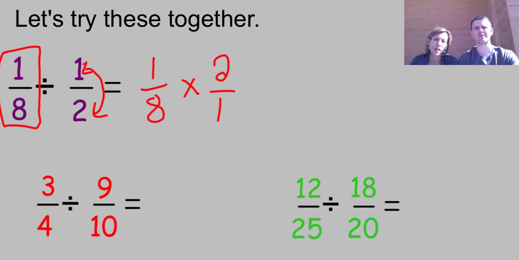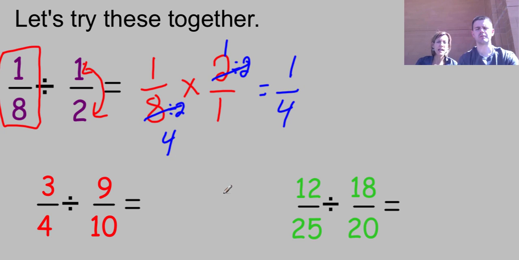Okay, now we're ready to cross simplify and proceed how we did the last couple of lessons. 8 divided by 2 is going to give us a 4, so we're crossing off the 8 and making it a 4, and 2 divided by 2 is going to result in a 1. Top times top gives us 1, and bottom times bottom gives us 4. So 1/8 divided by 1/2 is 1/4.